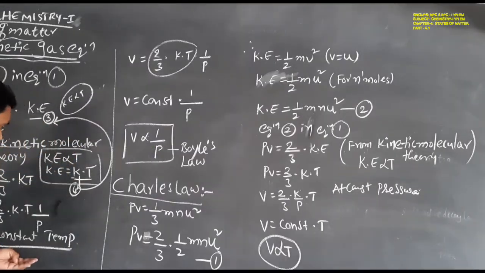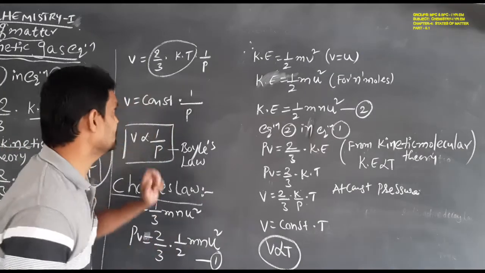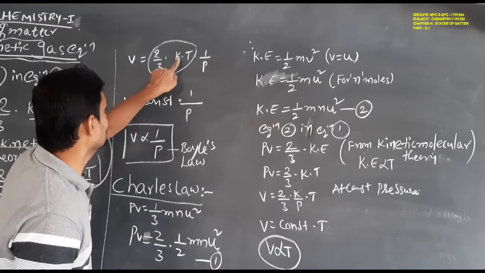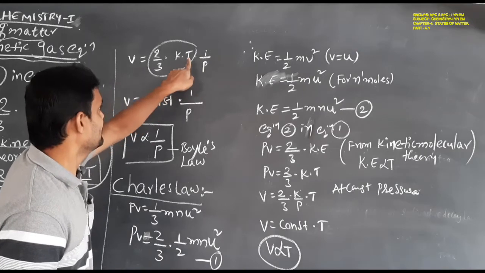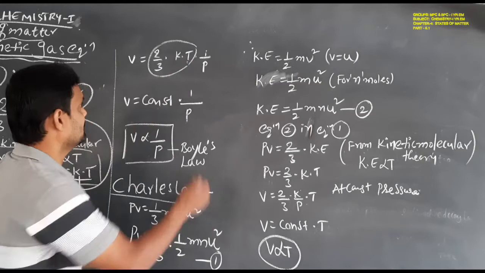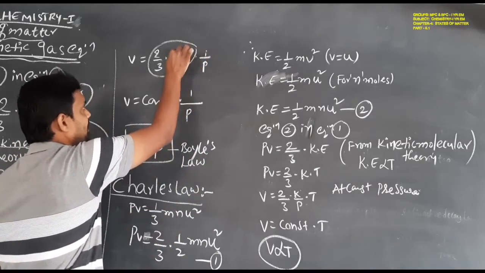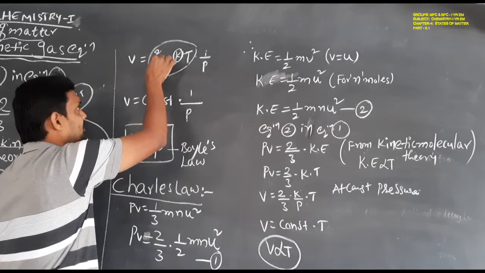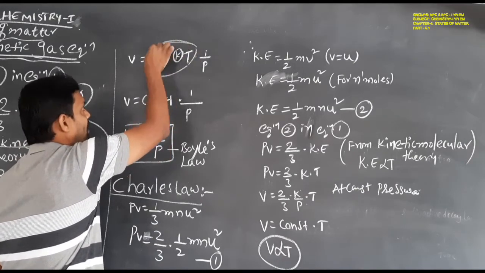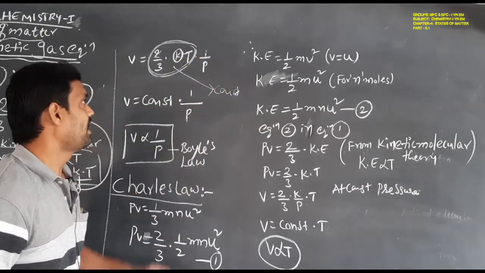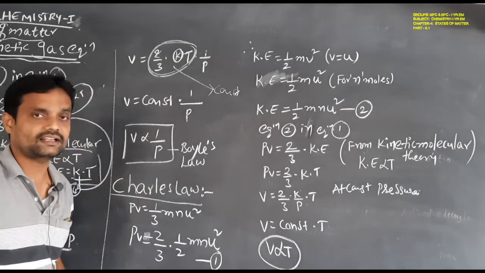So let us take constant temperature, that means temperature will be constant, then the equation is V equals 2 by 3 into K into T into 1 by P. Here we put the temperature as constant, K value is also constant, the numerical number 2 by 3 is also constant. So all these values are constant values.